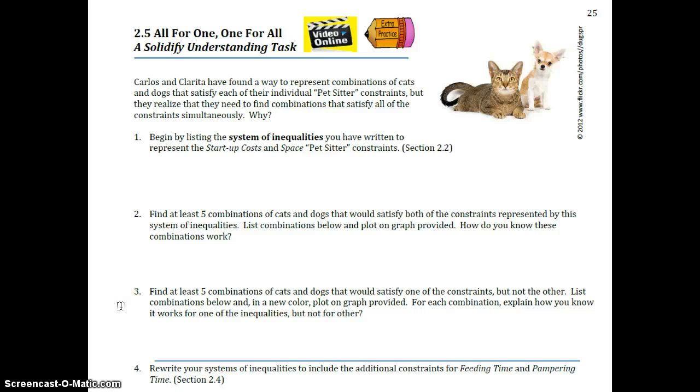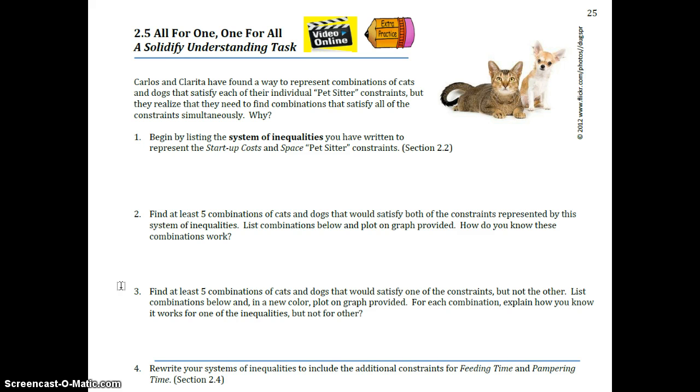Hi everyone, can you please open up to page 25 of your student edition? This is for task 2.5, all for one, one for all. This is a solidifying understanding task. We're still going to be talking about Carlos and Clarita here.